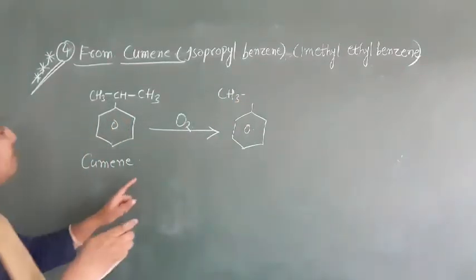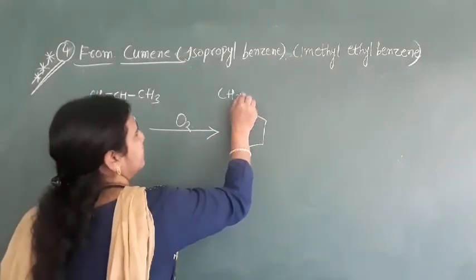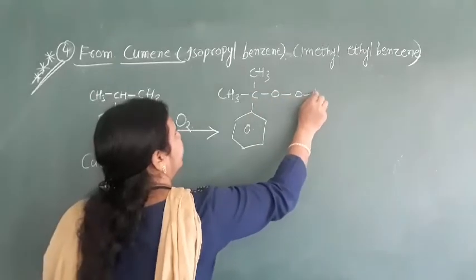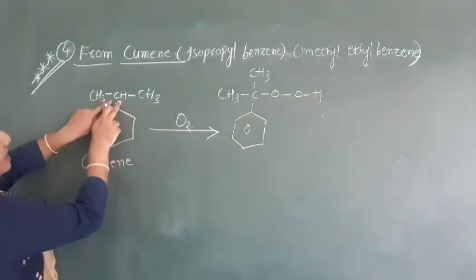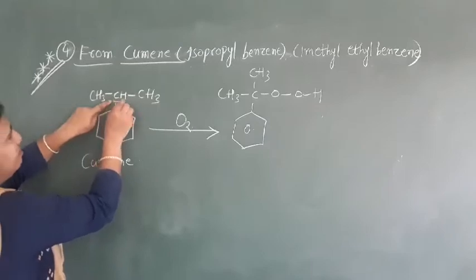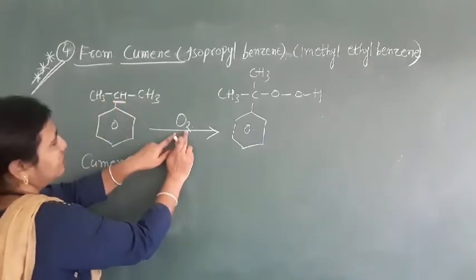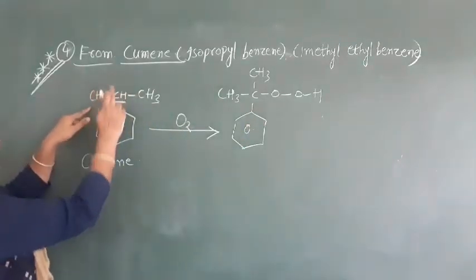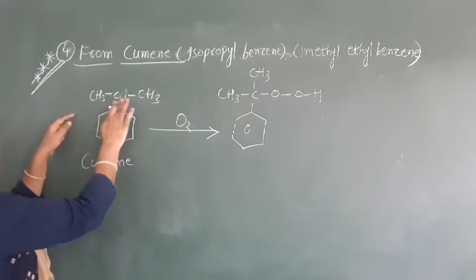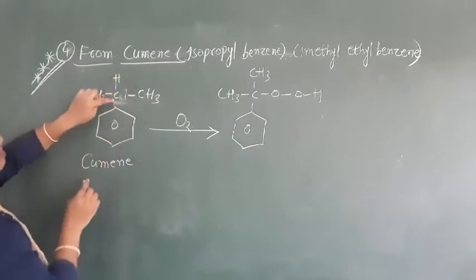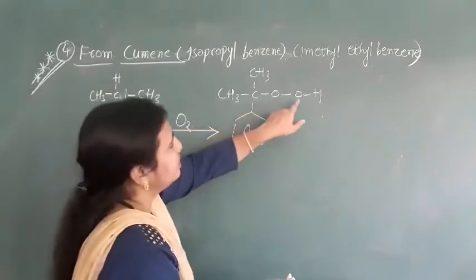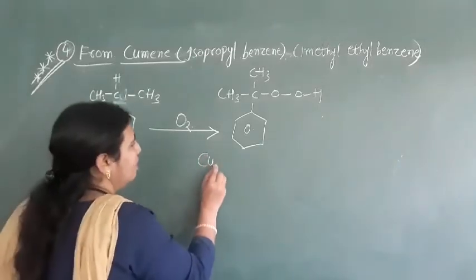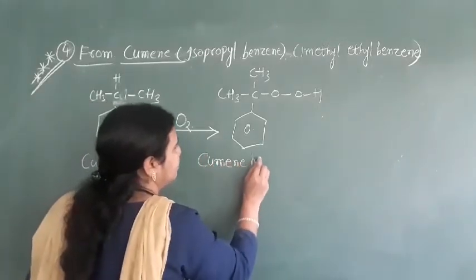So here it will form cumene hydroperoxide. This is carbon, this CH3, and here we will get OOH. This oxygen is coming in between this carbon and hydrogen. I have shifted this CH3 here, and in between this carbon and hydrogen, this oxygen will come. This is called cumene hydroperoxide. What is it called? Cumene hydroperoxide.